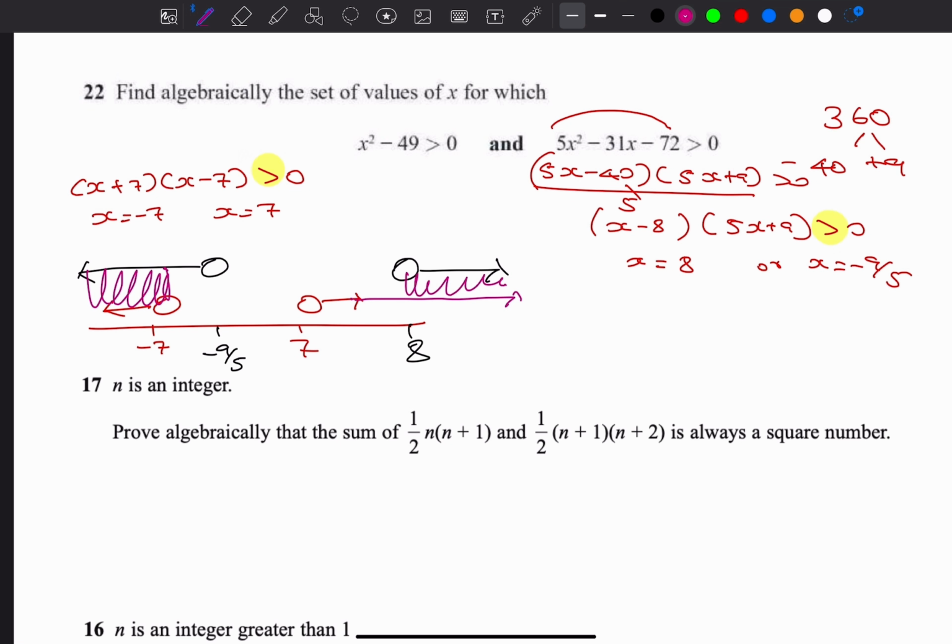So your final answer is x is less than what number? Minus 7, which is this guy. And x is greater than what number? 8, which is that one. Okay, and that will be the finalized answer.